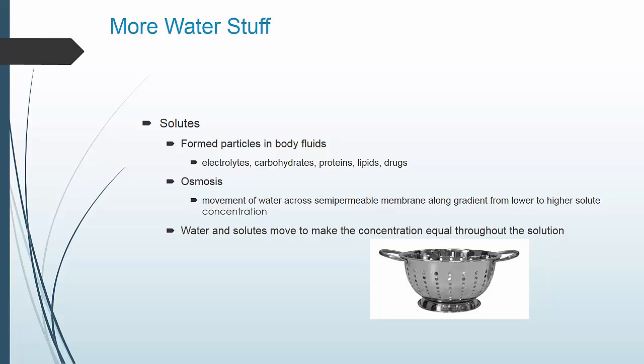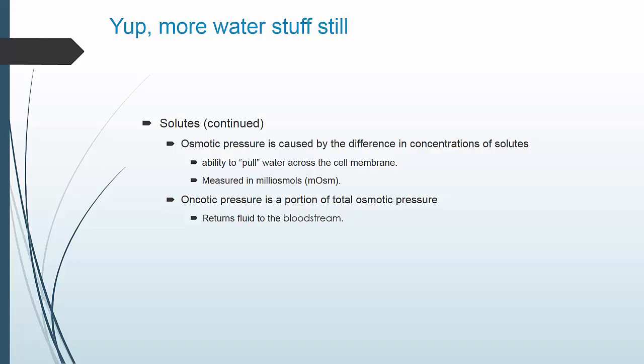And your body's always going to try to equal out the water and solute movement. So there's a continuous movement of all of these things in your body. Now, the difference in the concentration of your solute creates what's called an osmotic pressure. And so this is basically the ability to pull water across the cell membrane from a less concentrated solution to a higher concentration to try to equalize out the two.